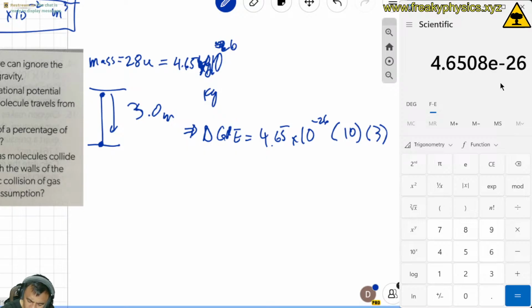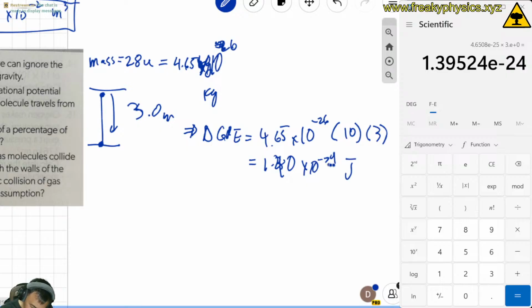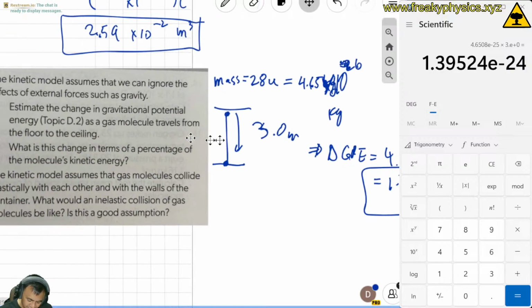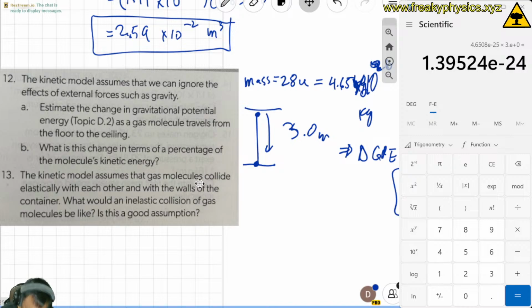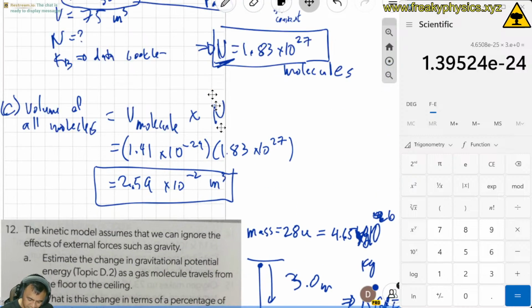But didn't we, in the kinetic model, not use the potential energy? Yeah, we don't, because the idea here is we are going to compare the actual kinetic energy to the GPE that it would gain, right? So basically what we get here is just a change in the GPE of 1.40 times 10 to the minus 24 joules. Now, think about it this way. That's the change in the GPE, but we know the kinetic energy of a molecule at room temperature is going to be relatively large, right?